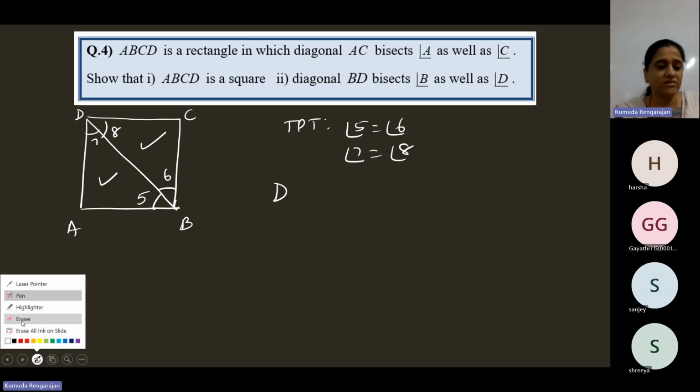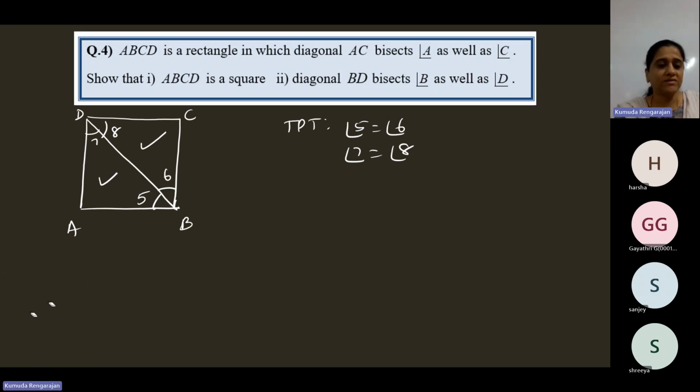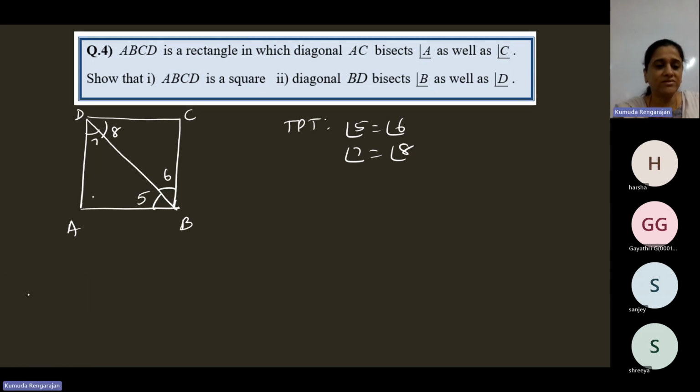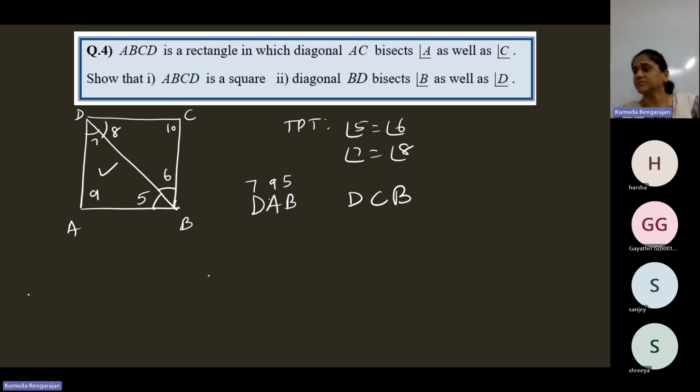Let me put it like this. I'll just number this also, as 9 and 10. If I name this triangle DAB, that is 7, 9, and 5, I want to prove that 7 is equal to 8, right? So what is 8? D. In place of 9, I should have C. And then I should prove that 5 is equal to 6, right? So when it's B here, I should have B here also.